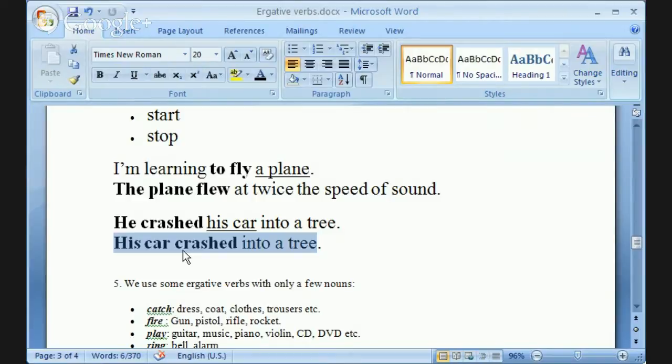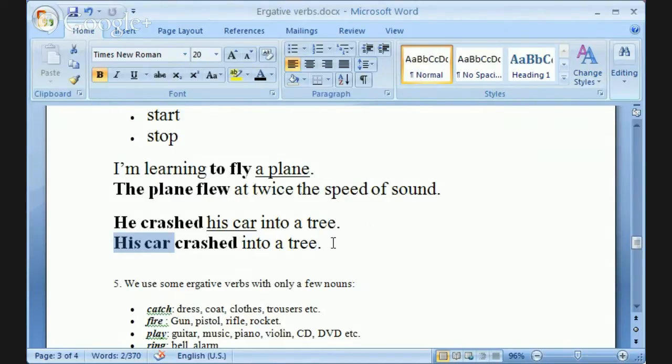Sometimes it would change the meaning by making it a passive form. His car was crashed into a tree. There's more emphasis that somebody did it. His car crashed into a tree. The emphasis is that the action crash happened to his car. The plane was flown at twice the speed of sound. The plane flew at twice the speed of sound. There's not much difference between the intransitive form and the passive there.